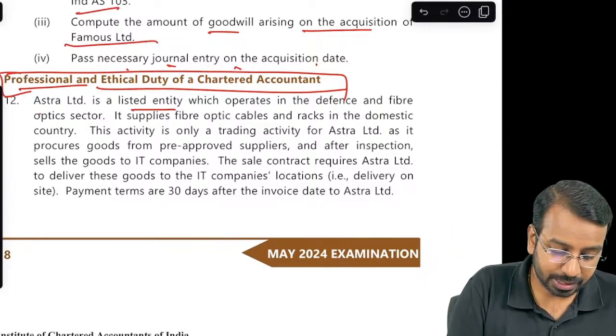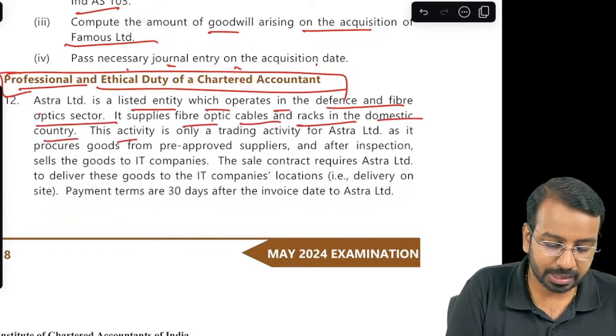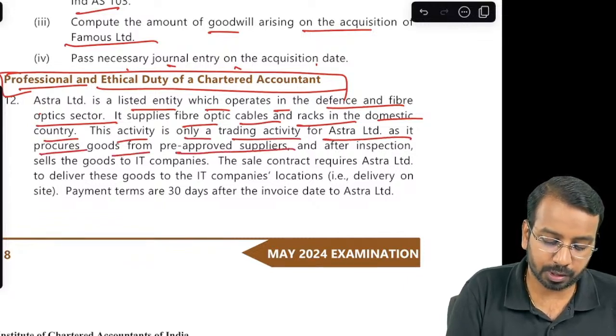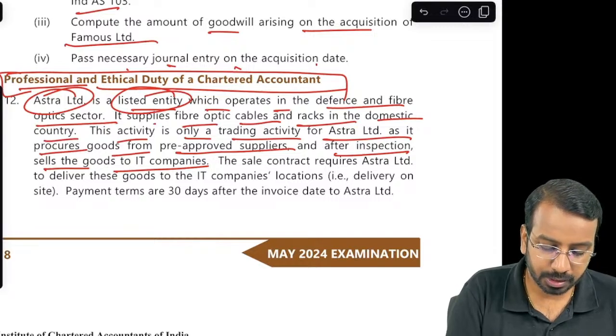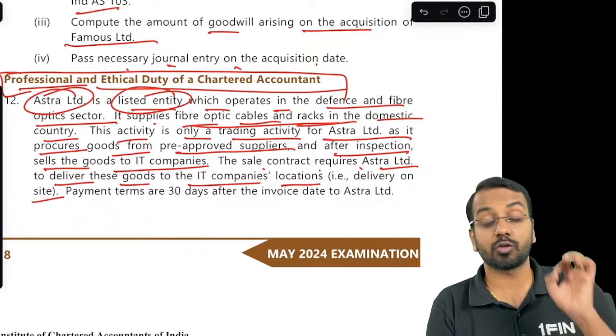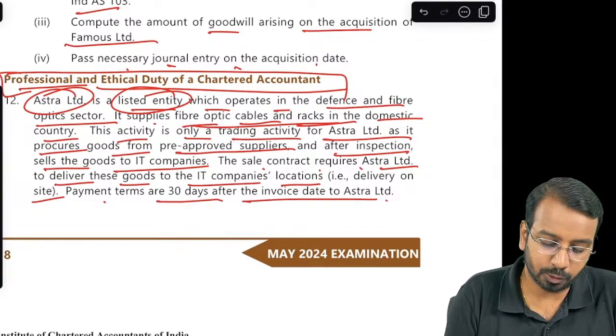Astra Limited is a listed entity which operates in the defense and fiber optic sectors. It supplies fiber optic cables and racks in the domestic country. This activity is only a trading activity for Astra Limited, as it procures goods from pre-approved suppliers and after inspection sells the goods to IT companies. The sale contract requires Astra Limited to deliver these goods to the IT company's location, that is delivery at site. Payment terms are 30 days after the invoice date.